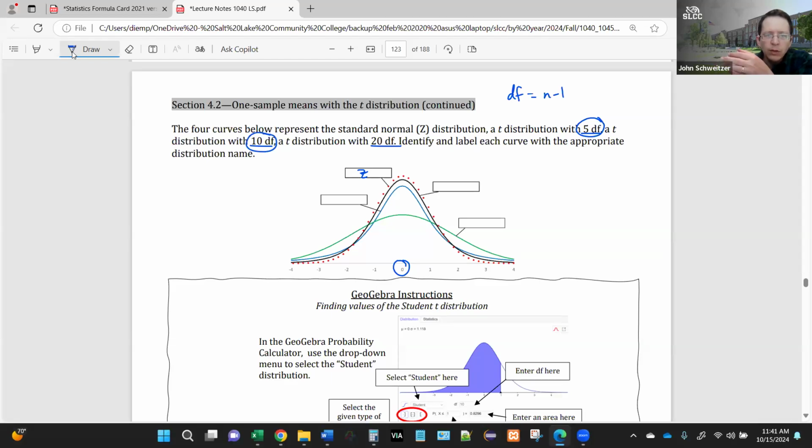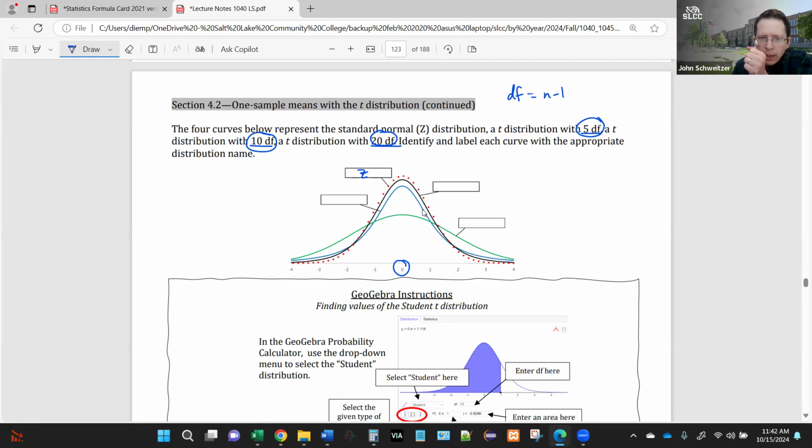10 degrees of freedom would be a larger sample, sample size 11, and then 20 degrees of freedom would be sample size 21. So we have 3 t-distributions ranging from a very small sample of, say, 6 up to a larger sample, but still kind of small, degrees of freedom 20. Okay, so which one is which?